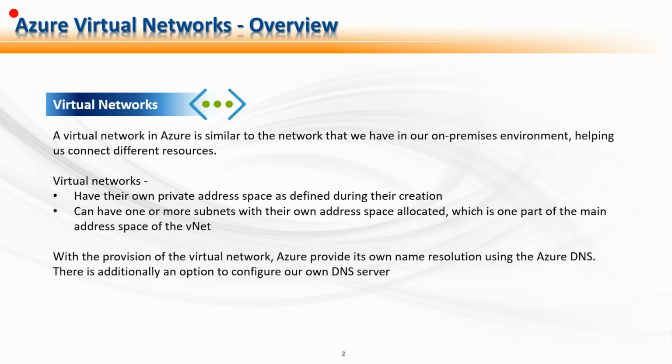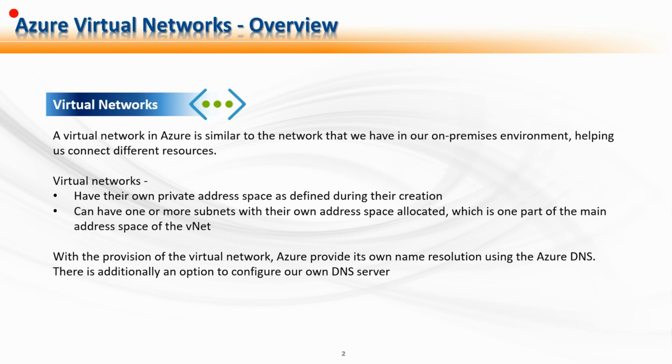So when we are creating an Azure virtual network, we define the CIDR address space, and within that address space, we create a subsection of it and allocate a part of it to a different subnet. And these subnets provide separation of concerns. So these address spaces are part of the main address space of the actual vNet or the virtual network that we have created.